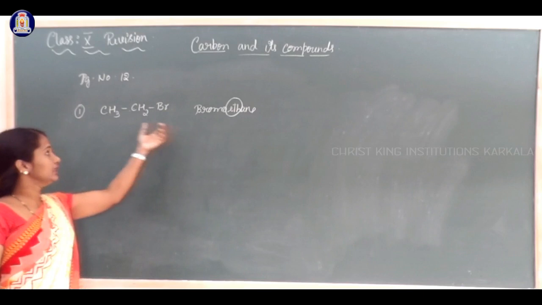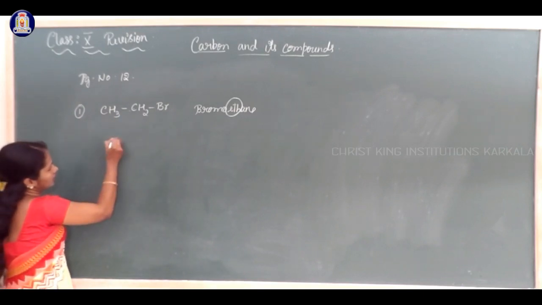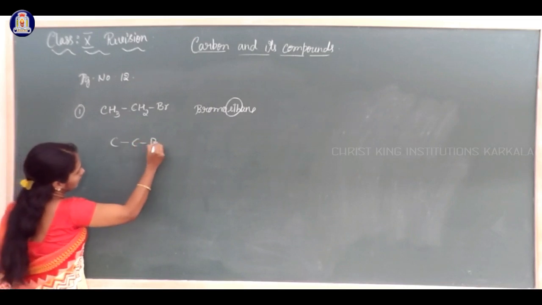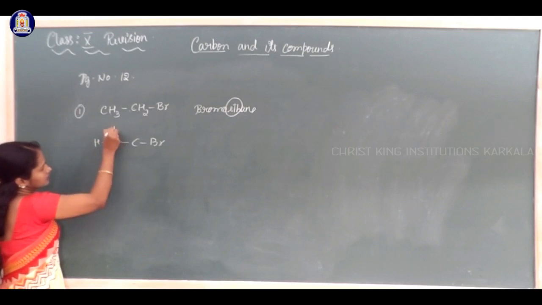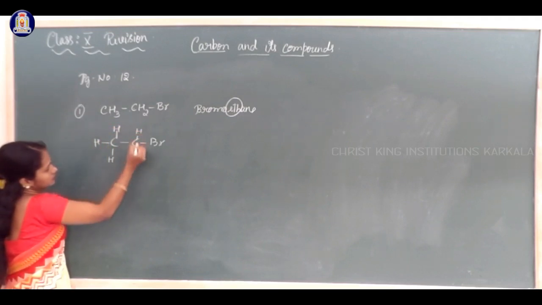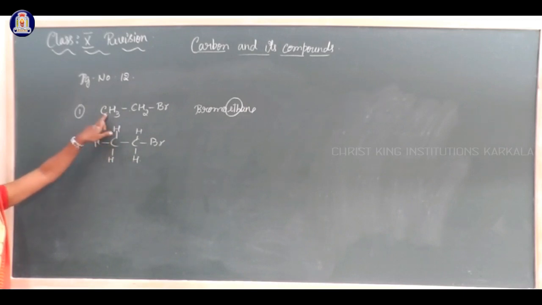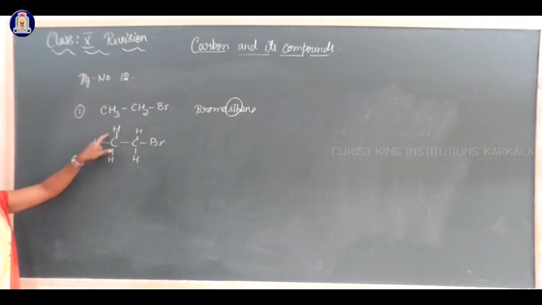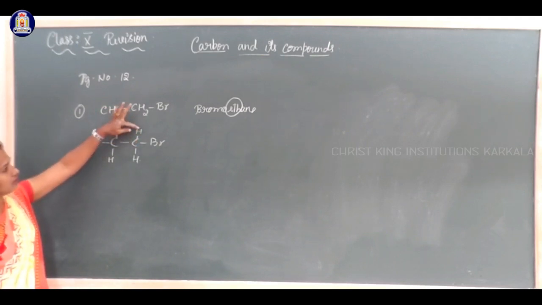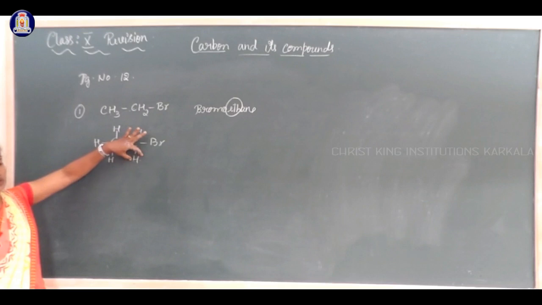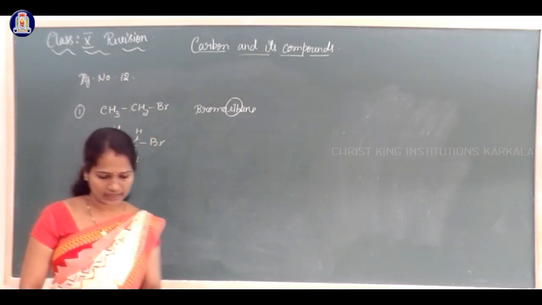So bromoethane. While writing the structures, we have written this way, that structure C-C-Br. This hydrogen in the structural formula we have written like this. 1, 2. So the same thing they have written like this. CH3, these 3 hydrogens written together, CH3, and this is CH2. Here 1 hydrogen, here 1 hydrogen. So CH2Br. So the name is bromoethane.